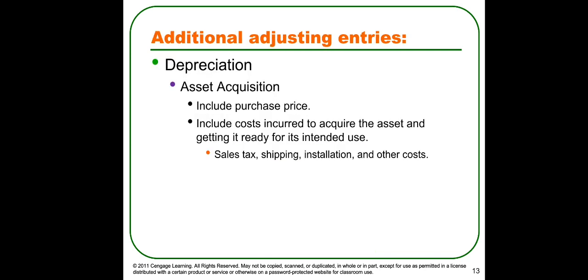Like I said earlier, there are 4 main types of adjusting entries, but there are additional adjusting entries. The first one is depreciation.